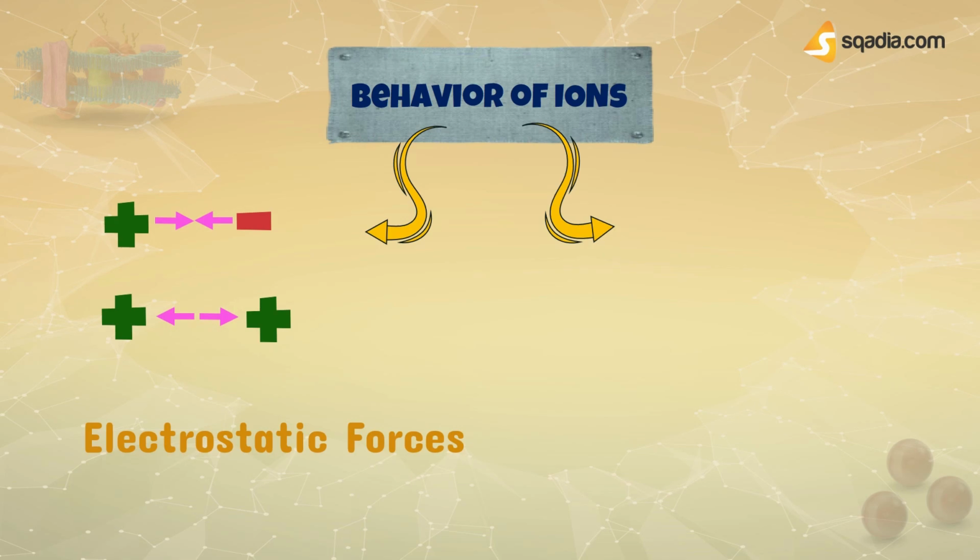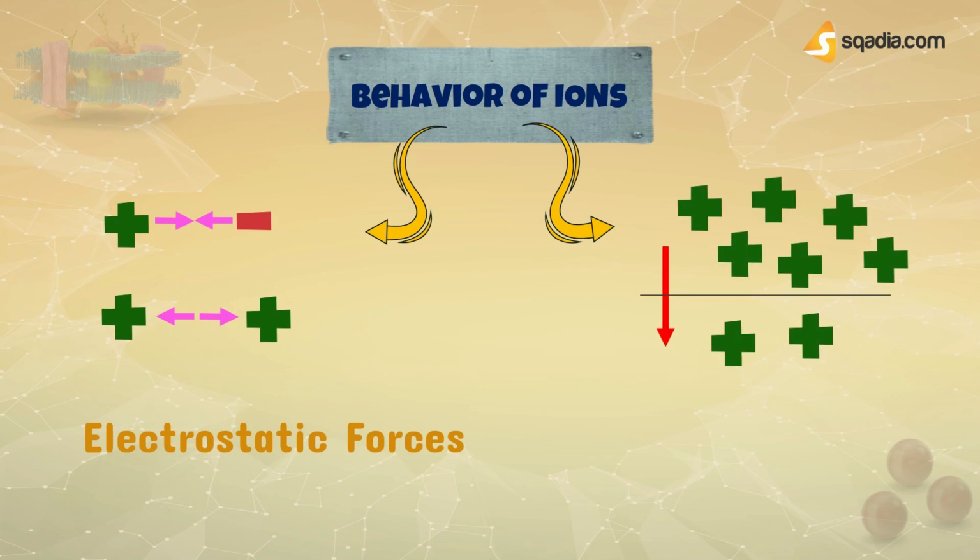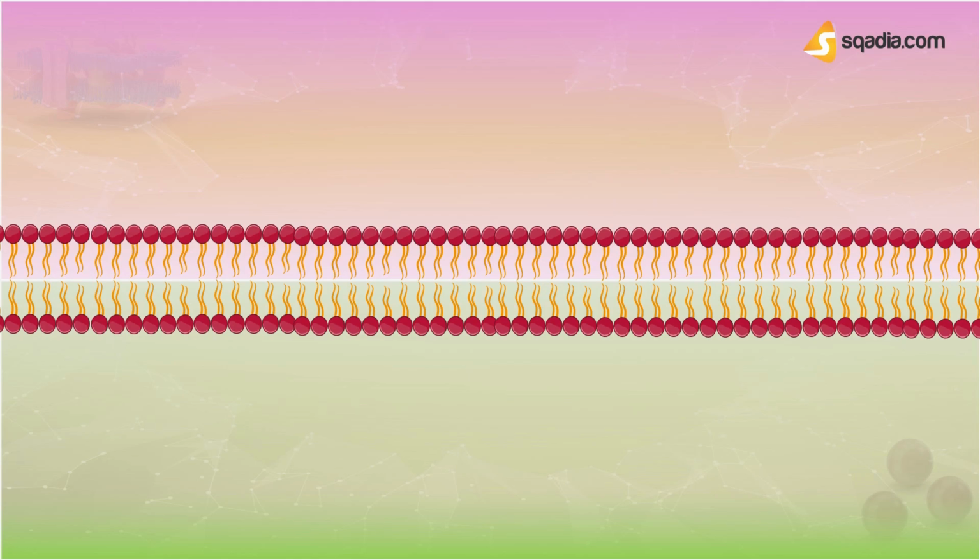Now the next behavior is that the ions will move from higher concentration to lower concentration. Does anyone know what that phenomenon is? I know. We call it diffusion. Yes, the phenomenon is known as diffusion. Now the movement of ions will be due to these two behaviors, which we can name as electrostatic forces and diffusion. So, the resting membrane potential is created through these two things.